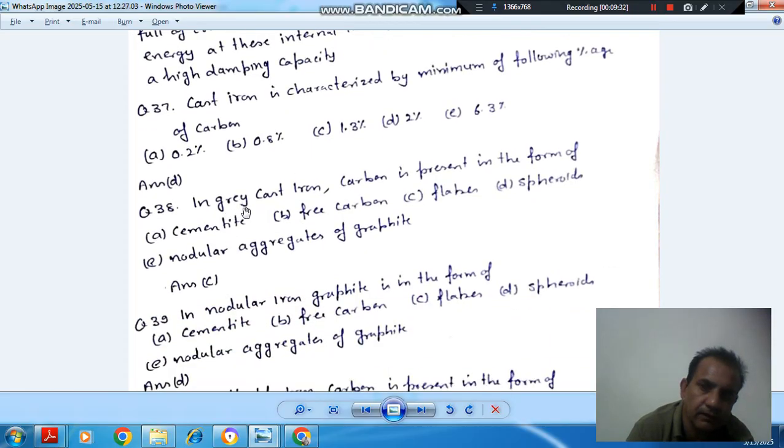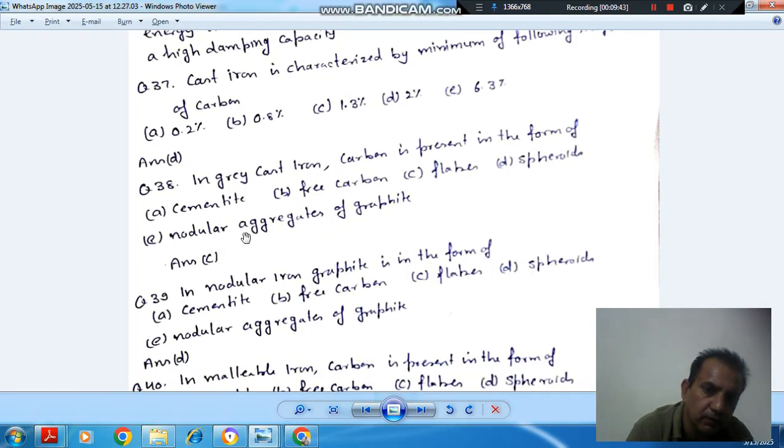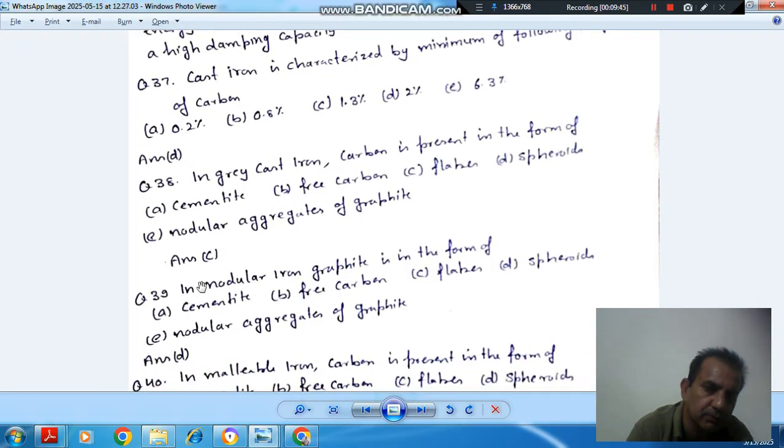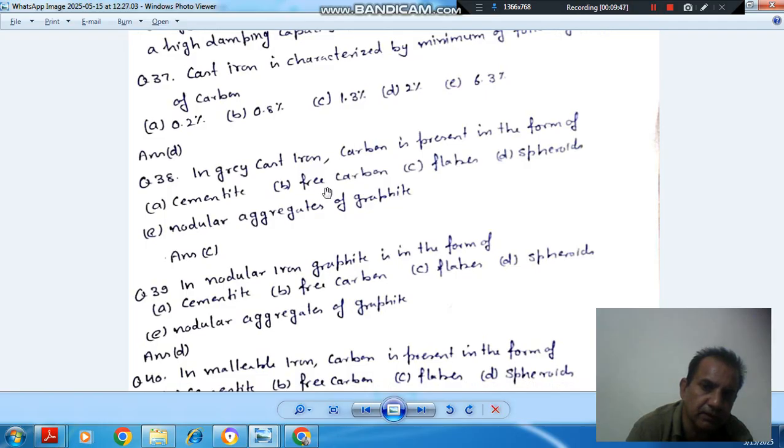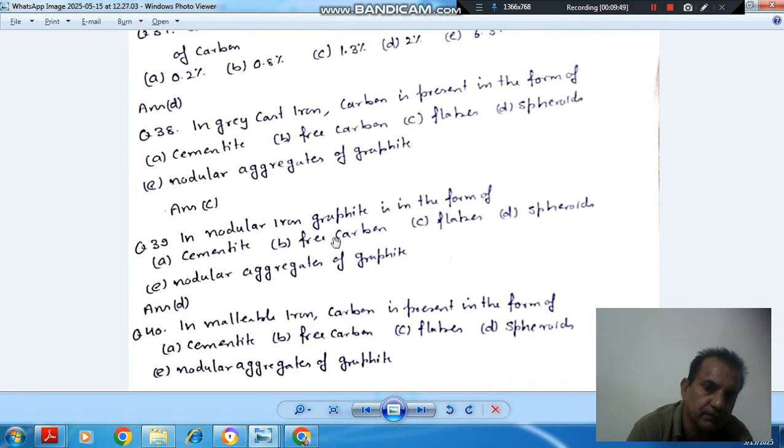And next is, in grey cast iron, carbon is present in the form of option A cementite, option B free carbon, option C flakes, option D spheroid, and option E nodular aggregate. Answer is option C. So carbon is present in the form of flakes. Next is, in nodular iron, graphite is in the form of option A cementite, option B free carbon, option C flakes, option D spheroid, option E nodular aggregate.